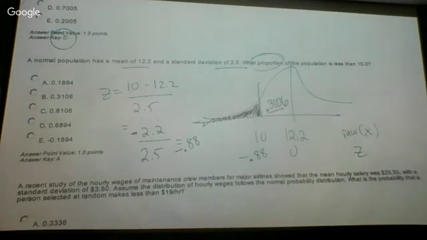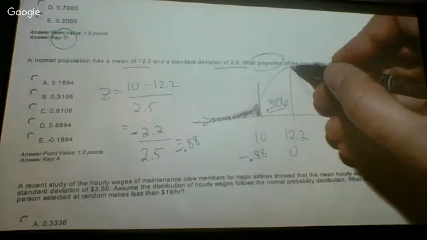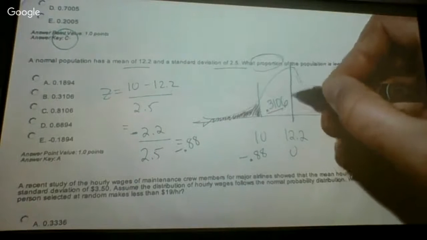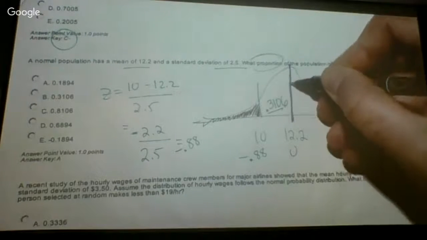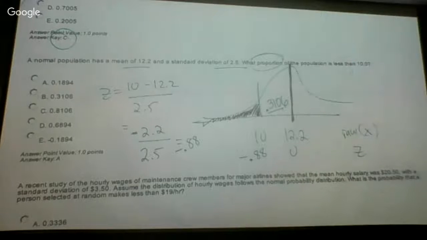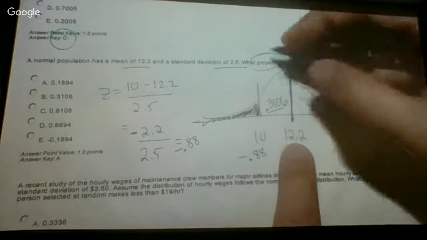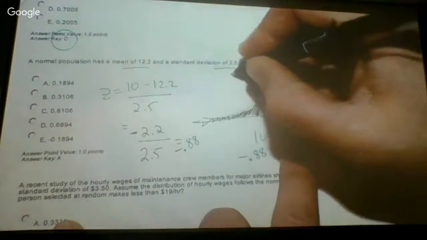Talk to me, Joe. Tell me some other things I should know about this. Subtract that from 0.5. Why 0.5? Because that's half the area. It's half the area. Let's talk this through. You're right. To the left of 12.2, that's half the area. I thought that was the mean.